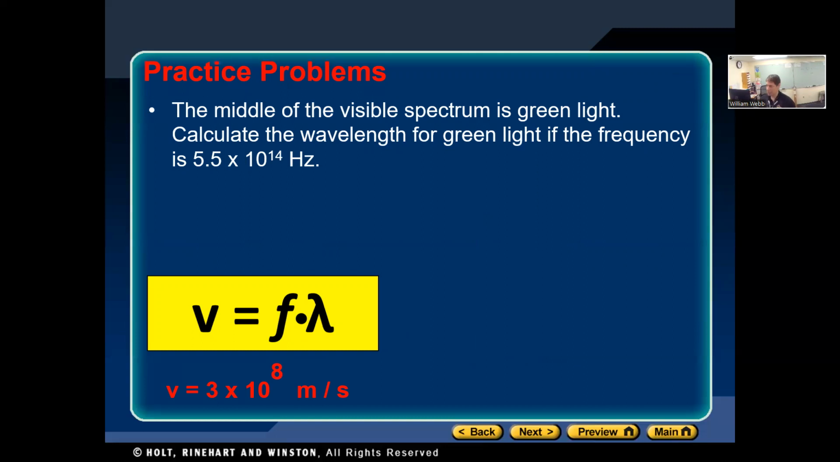It says the middle of the visible spectrum is green. It's the G in the Roy G Biv, right? So it's right in the middle of what our eyes can see. They want you to figure out, well, what is the wavelength of green light if the frequency is 5.5 times 10 to the 14th hertz? So they're giving you the frequency. They want you to find the wavelength. And because it's light, the speed is the same. The speed is the speed of light down here. Okay, so see if you can calculate the wavelength.